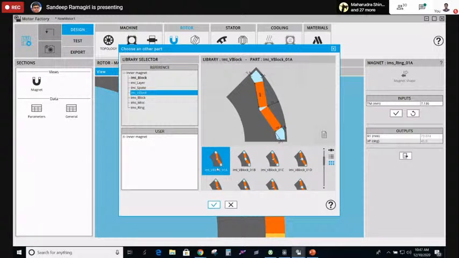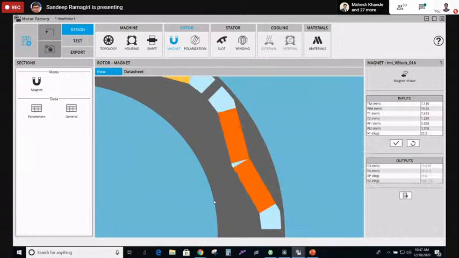Okay, so this magnet I will select. IMI V block 01A. It's just a name, so there is no meaning for it. I will select that one. And this is the magnet which I have selected. So I need to give the structural data for this magnet.